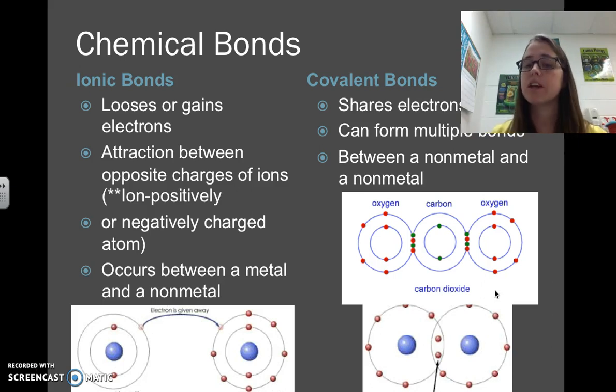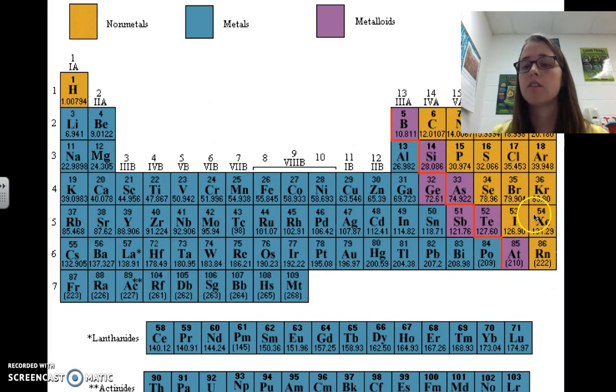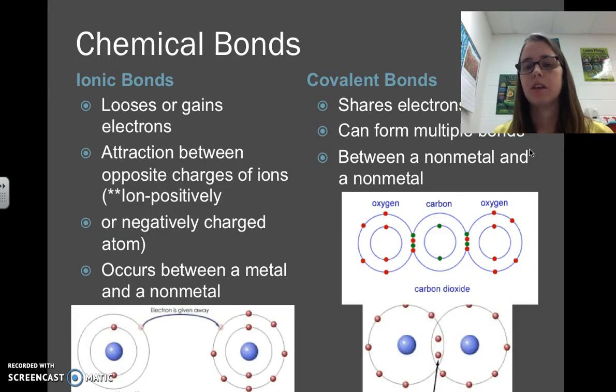And again, it happens between a nonmetal and a nonmetal. So all of these guys in yellow, if both atoms in your bond are from this nonmetal section, you can consider that a covalent bond. So yeah, that's all.